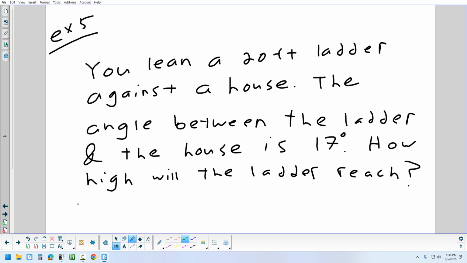Okay, so it says that we're leaning a 20-foot ladder against a house. The angle between the ladder and the house is 17 degrees. How high will the ladder reach? Okay, well, it's a 20-foot ladder. Why wouldn't it just reach 20 feet? It's smaller. Because it's slanted, right? It's not like the ladder is bolted to the side of the house and it's vertical and going straight up. The ladder is on an angle.